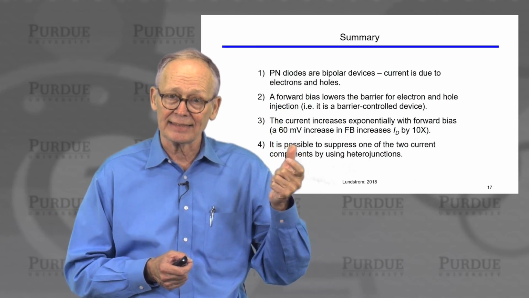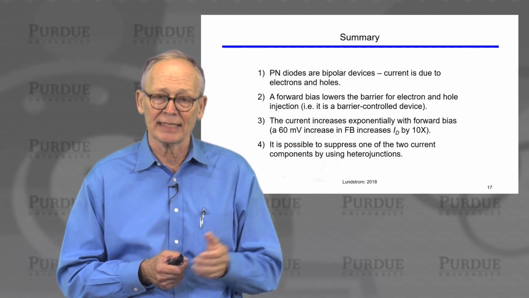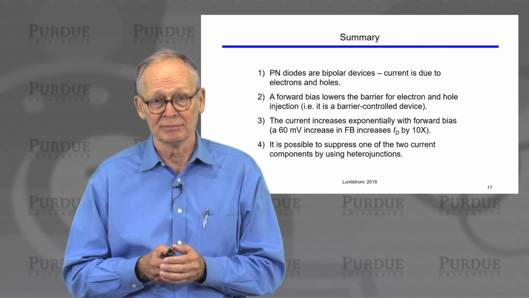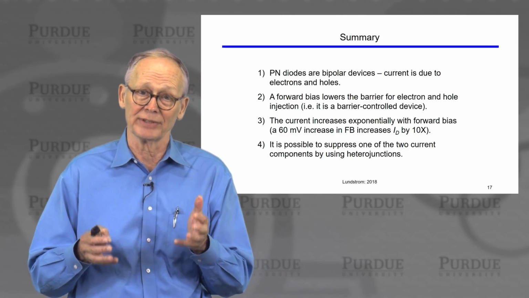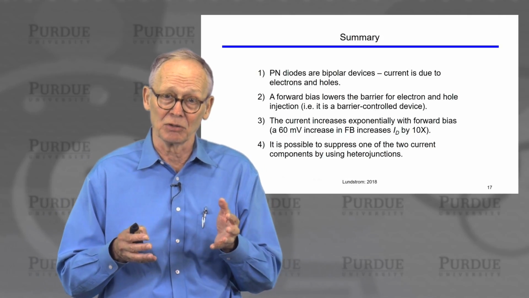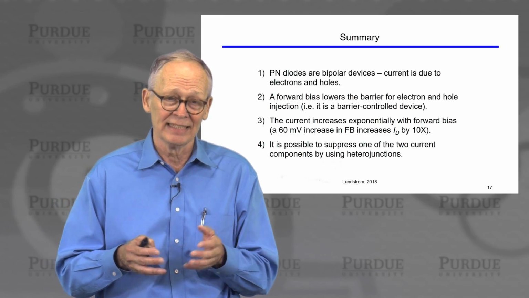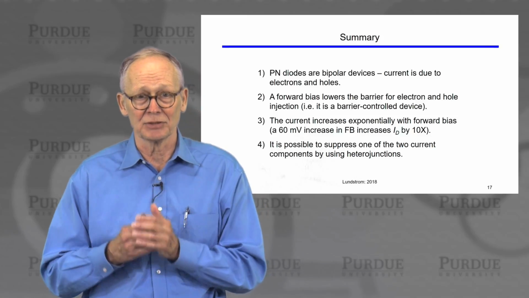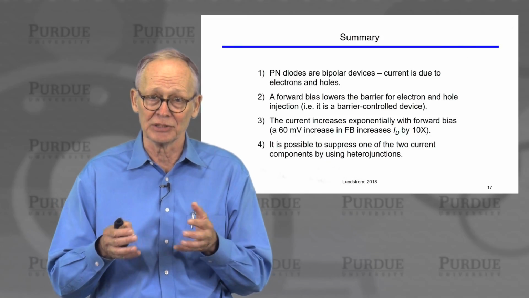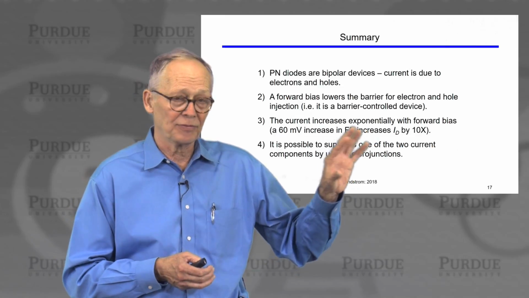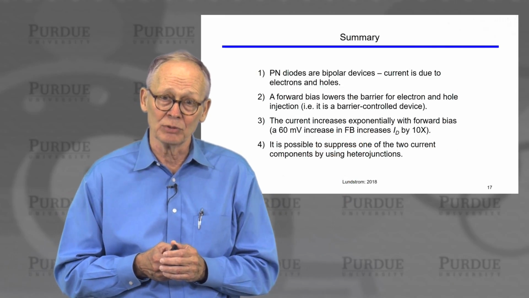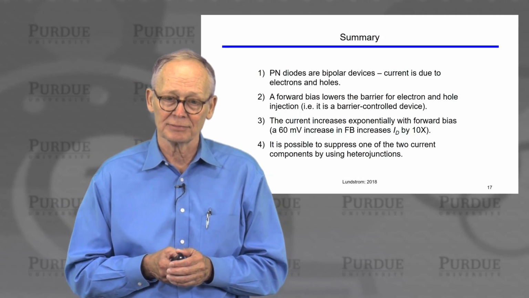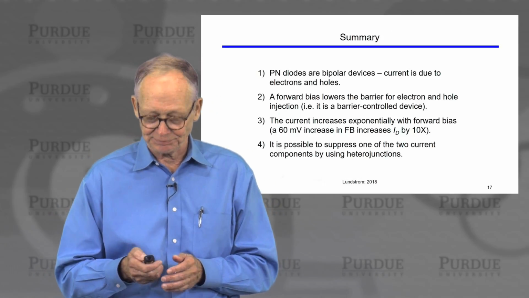That means a 60 millivolt increase in the forward bias increases the current through the diode by a factor of 10. That sounds like the 60 millivolt per decade, which is the fundamental lower limit for the subthreshold swing in a MOSFET. And it's the same thing because subthreshold current is due to injection over a barrier. Diode current is due to injection over a barrier. And the fourth thing to take away from this brief review is that it is possible to suppress one of those two currents by using heterojunctions.